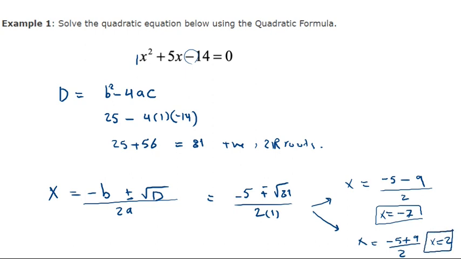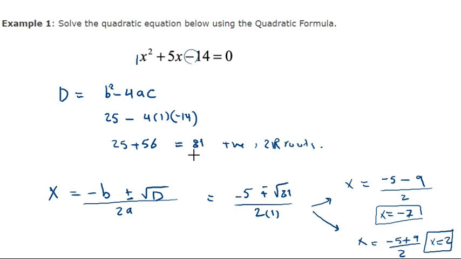And that's it, as simple as that. First, you have to check that the given equation is in the standard form of quadratic equations, and then just find the discriminant to see how many solutions you have, or whether there are real solutions or not.